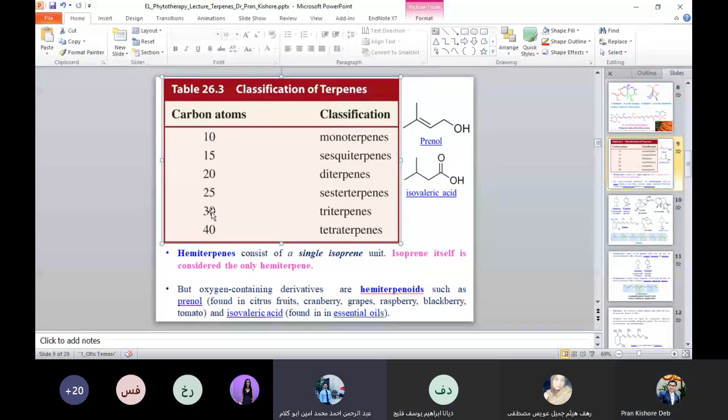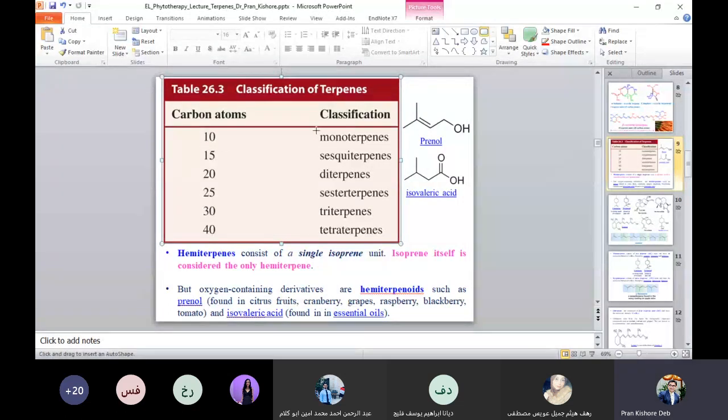30 carbon? Divided by 5, 6. So 40 carbon, how many isoprene? 8. Yes, 8. Always divide by 5. So you understand, always divide by 5 to know the number of isoprene.